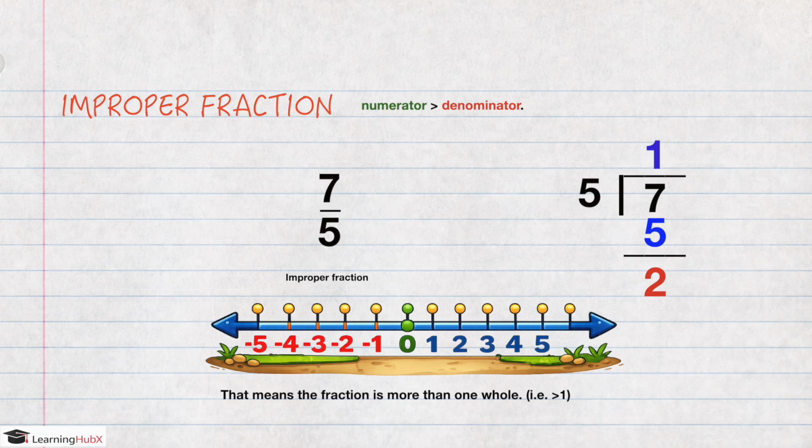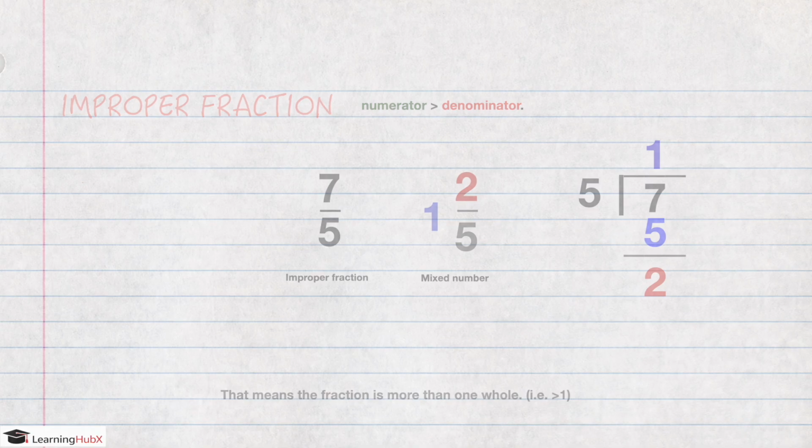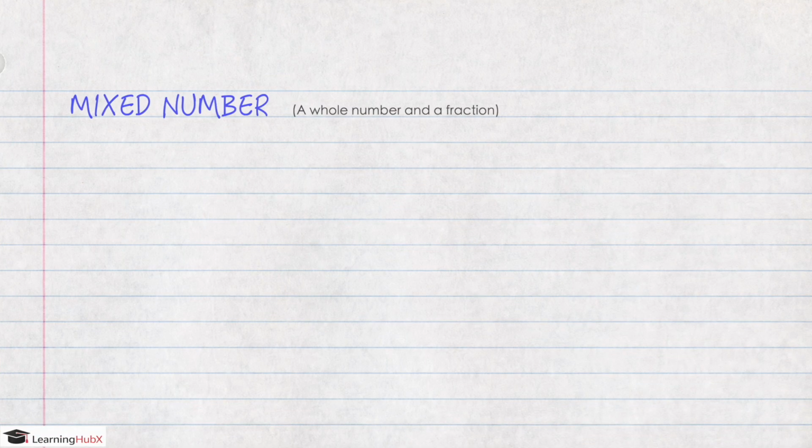So the quotient is 1, the remainder is 2. That means the mixed number becomes 1 and 2 over 5. And to convert it back to an improper fraction, we multiply 5 by 1 and add 2. This number lies between 1 and 2 on the number line because it is greater than 1 whole but less than 2 wholes. The third type of fraction is called a mixed number. A mixed number is made up of a whole number and a fraction. For example, 1 and 2 over 5. We have already seen examples of mixed numbers.